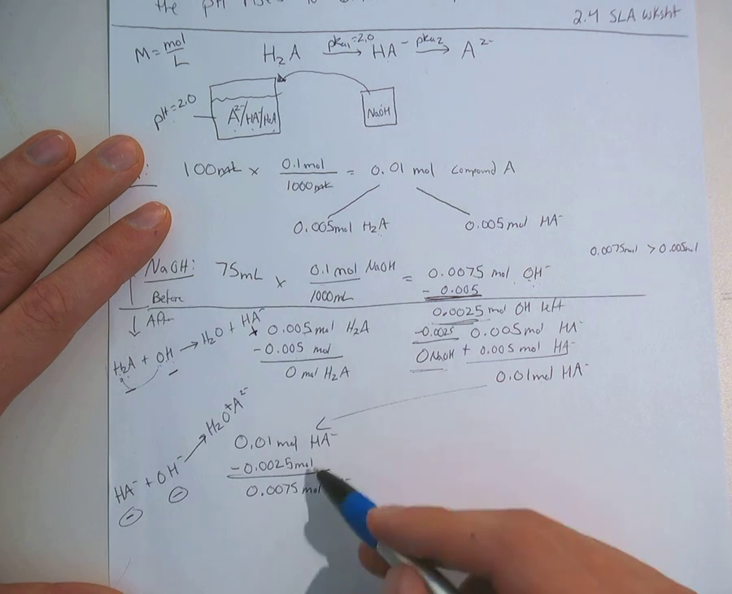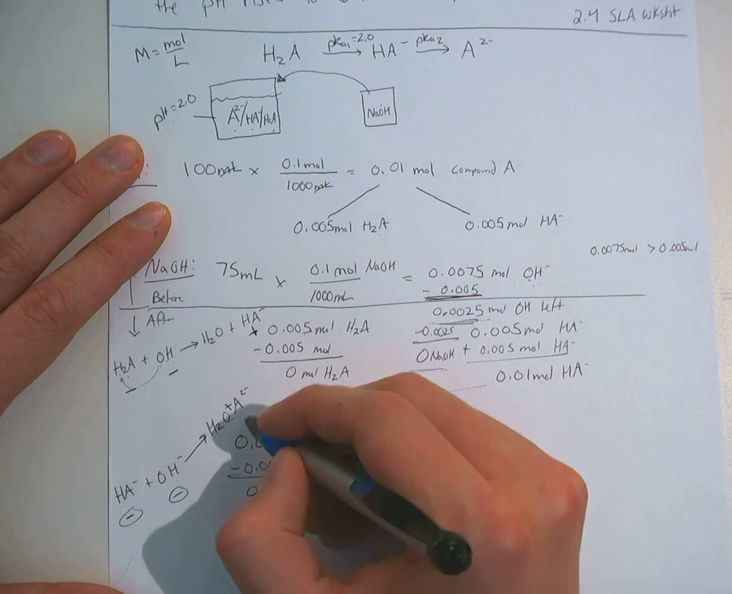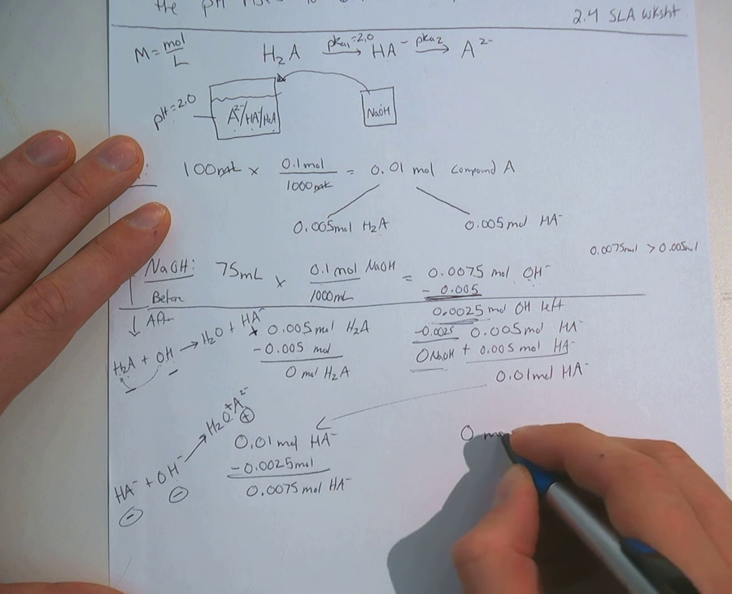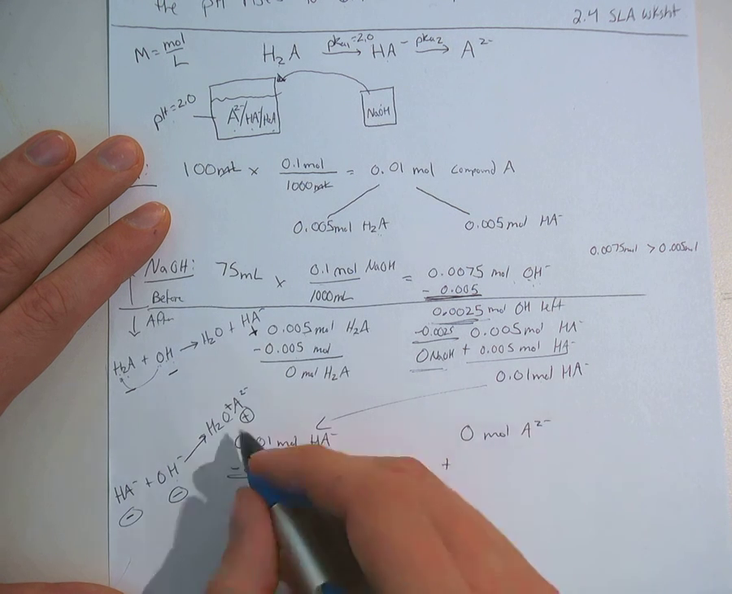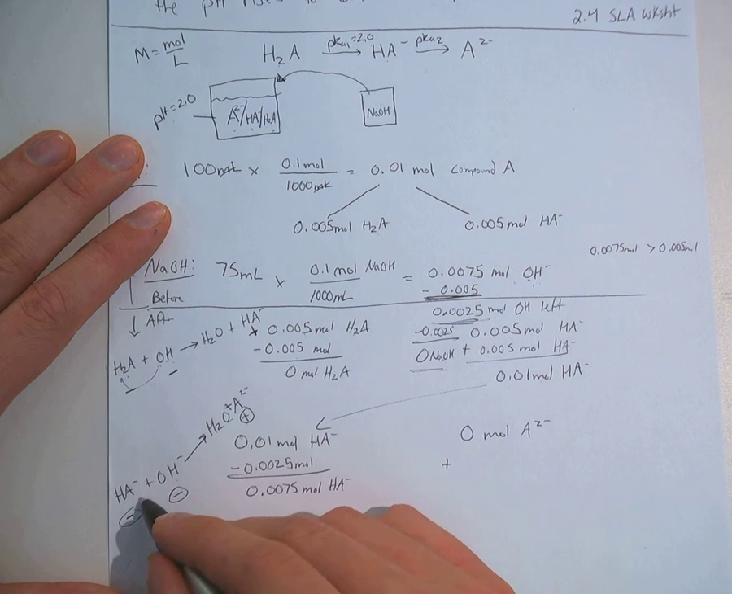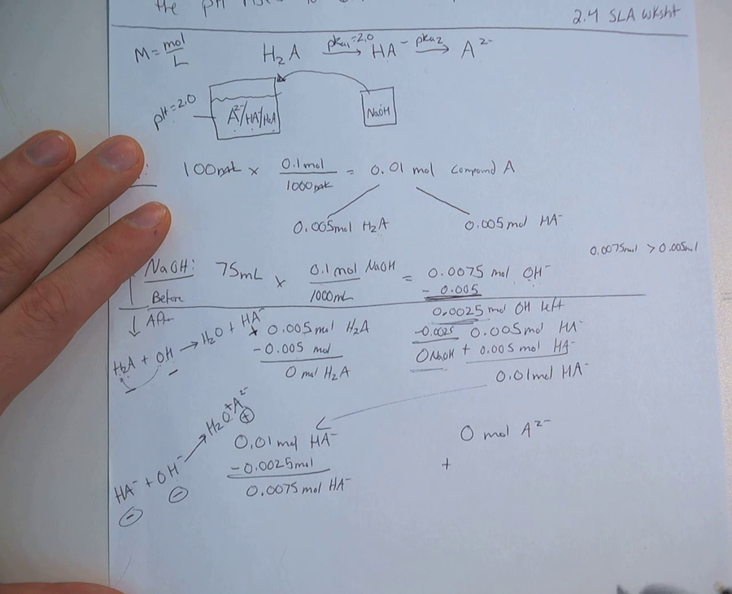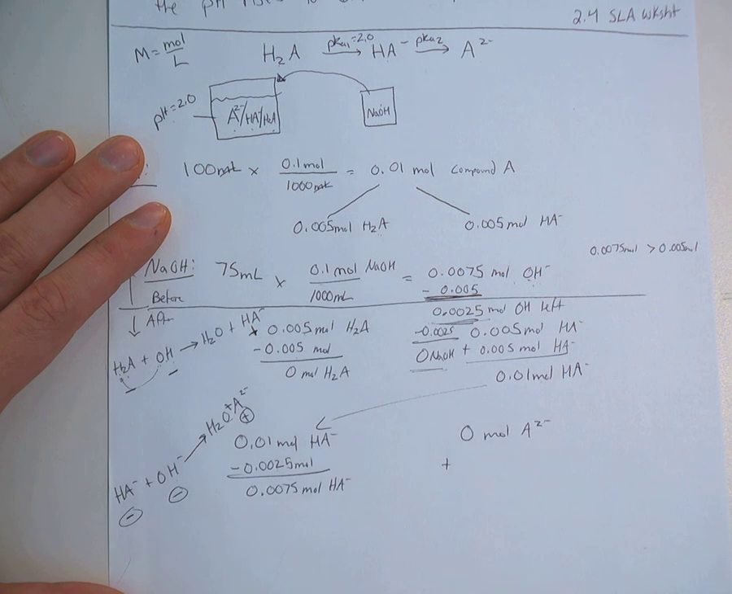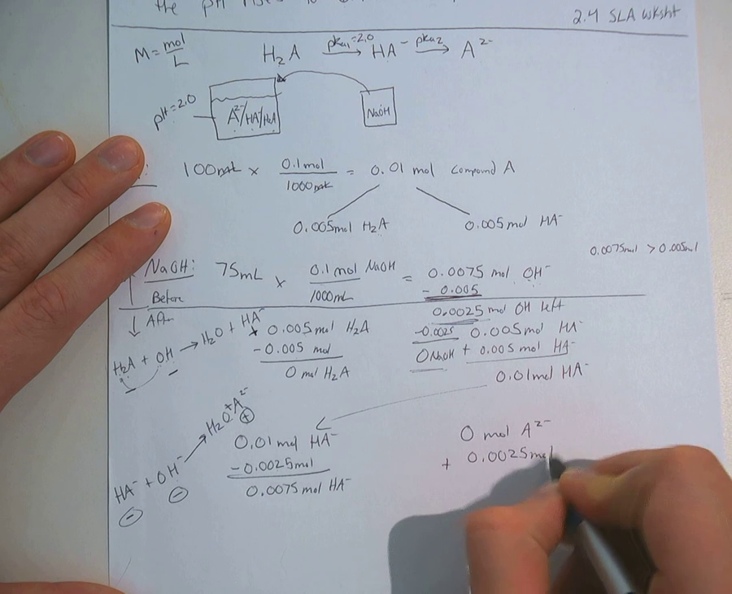And since I've reacted those two things, HA minus and OH minus together, I've formed some of this A2 minus. So I said before I had 0 moles of A2 minus before I added any of the base. But now, because I've reacted my HA minus and my OH minus together, I've formed some of the A2 minus. And I form as much as I've used because matter cannot be created or destroyed. So 0.0025 moles of my A2 minus is added.